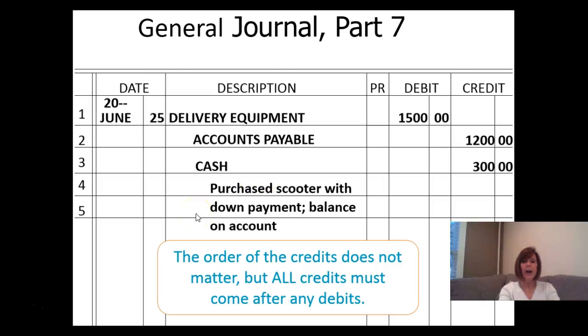So in terms of the order of these items, we've got multiple credits here. Does it matter that we put accounts payable first or cash? No. It does matter, though, that we made sure that we listed our debit before we began to list any credits. And so note that we're flush with the left margin on the debit line, and then both of our credits are indented, and yet an additional indent on our description.